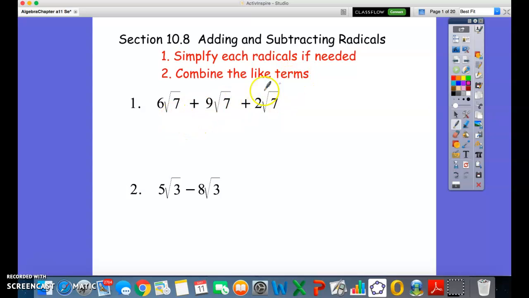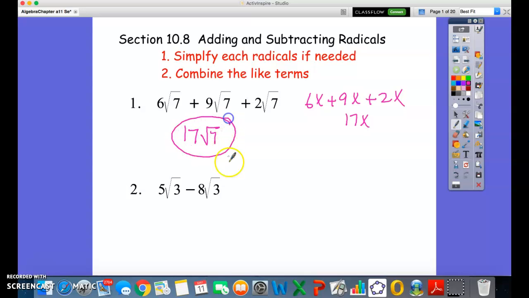So here, 6 radical 7 plus 9 radical 7 plus 2 radical 7, this is very much similar to the polynomial 6x plus 9x plus 2x, right? These are like terms, so you can actually add them up. So 6 plus 9, 15, 15 plus 2, 17x. Instead of x, we have radical 7, square root of 7. So you can say 17 square root of 7 or 17 radical 7.